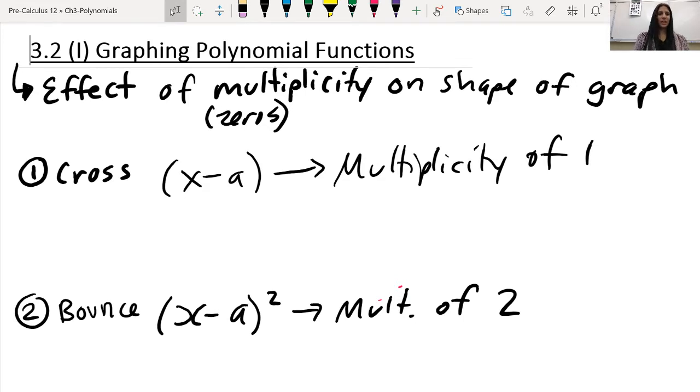So this looks like I'm about to teach you a dance. If you look at it, there's three different effects that multiplicity can have on the shape of a graph. By multiplicity, I've underlined here that it's zeros. That's where you would find the multiplicity. It's from the zeros or the x-intercepts or the roots. They all mean the same thing. And the three effects are cross, bounce, or slide.